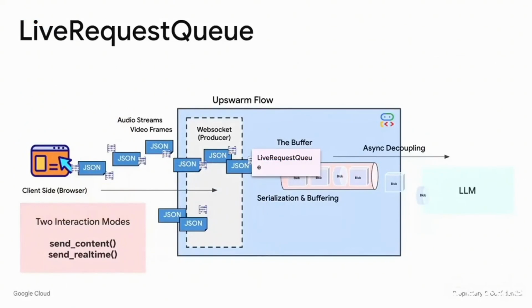ADK has something called the live request queue. What is the live request queue, and why do we need it? In a live bidirectional conversation, the browser is sending audio, for example every 16 milliseconds or so. And the ADK runner, remember, the ADK runner is the engine, consumes those frames, but in a different async task. So if one event is slow, it doesn't stall another. You don't want it to stall.